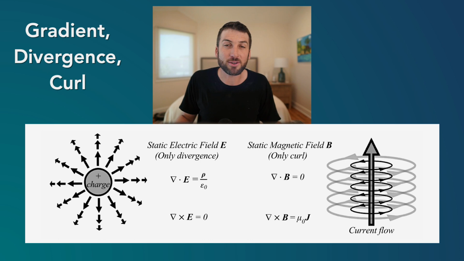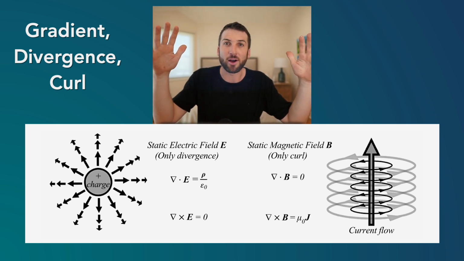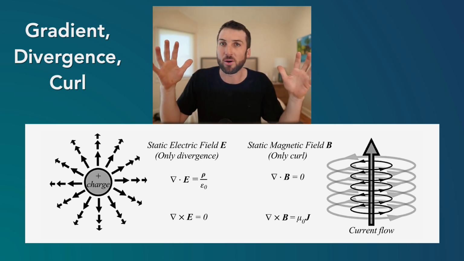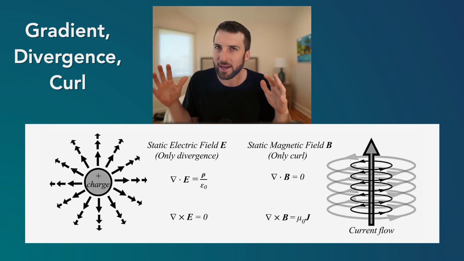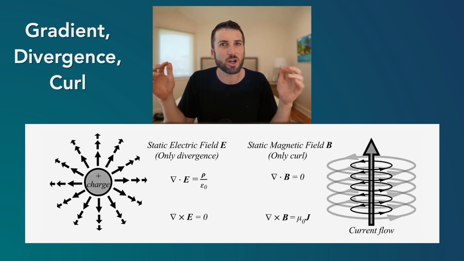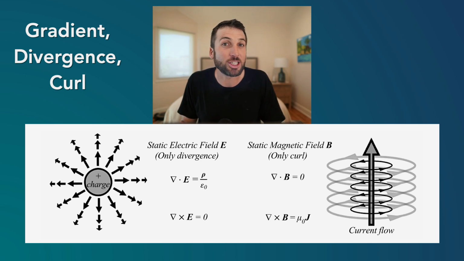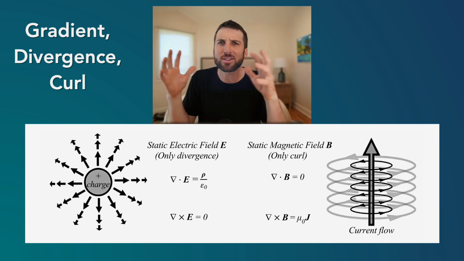This can be seen because the field lines go directly out from a charge, either going out if it's positive or in if it's negative. There's a flow, but there's no twisting. Now in a static magnetic field, there's no divergence, there's no in and out. All there is is a twist, and it's proportional to J, the current. So more current, more twist. Less current, less twist. But there's never a divergence.